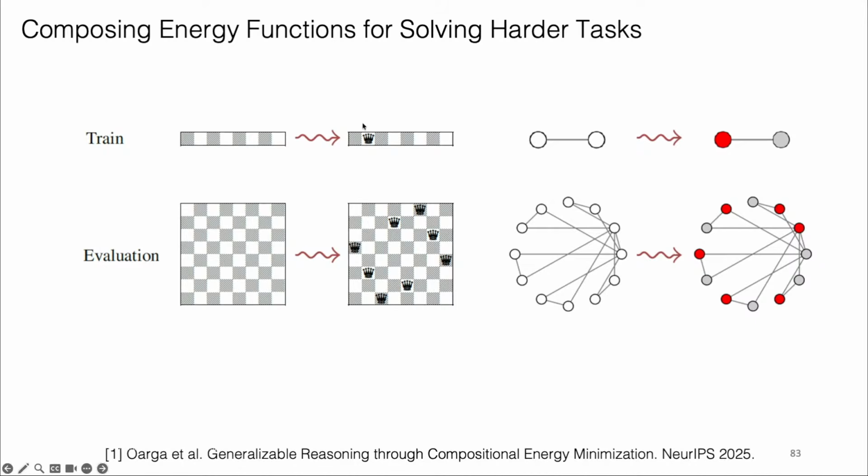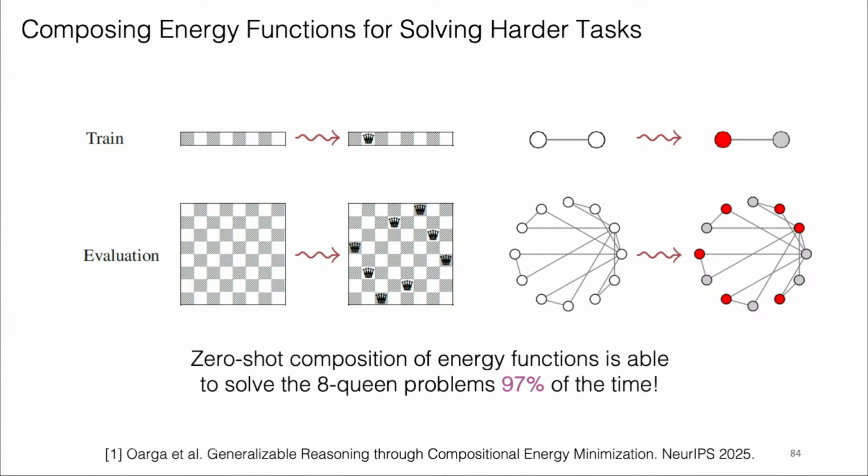And the way I'm going to do this is I'm going to learn this energy function for placing 1 queen, and I'm going to sum up these energy functions over every single row in this chessboard, as well as every single column and every single diagonal. And then for graph coloring, again, I'm going to have an energy function for every single edge, and I'm going to sum up the energy functions for all these edges together. And what we find is that if you do some type of zero-shot composition of these energy functions across the rows and columns and diagonals, this is able to solve the 8 queens problem with 97% accuracy.